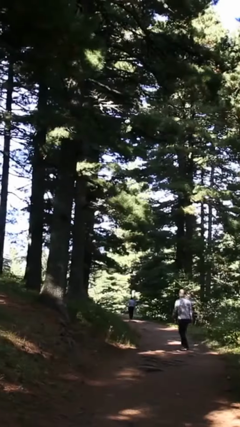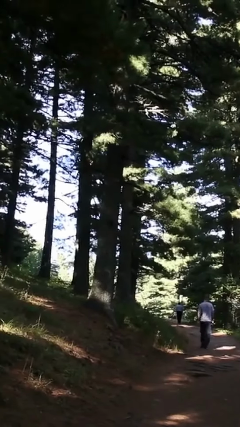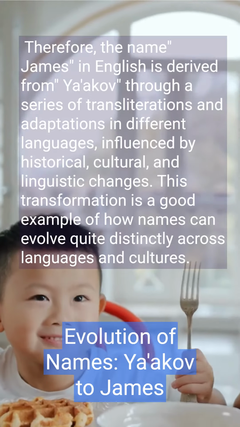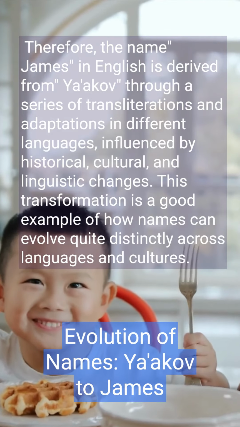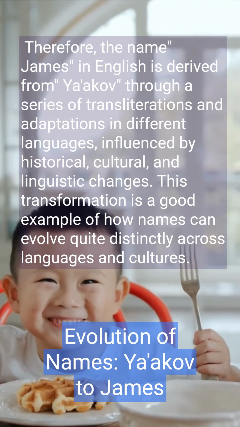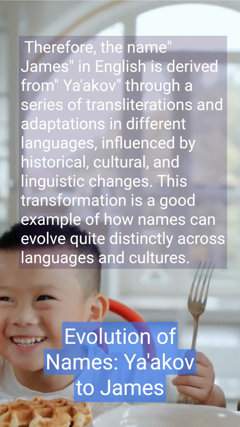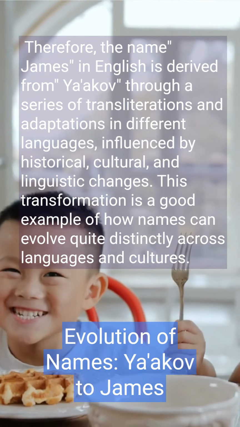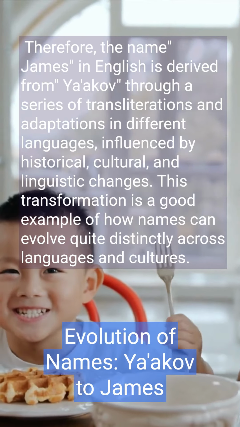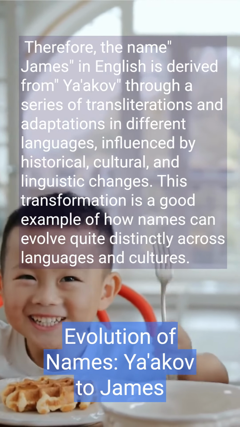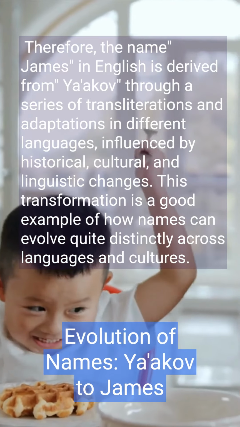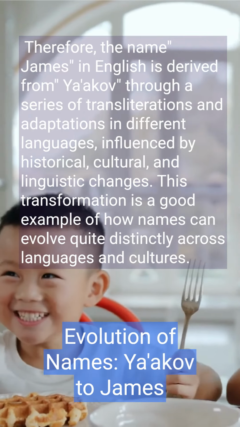The English language has been significantly influenced by French, especially after the Norman conquest in 1066. Therefore, the name James in English is derived from Yaakov through a series of transliterations and adaptations in different languages, influenced by historical, cultural, and linguistic changes. This transformation is a good example of how names can evolve quite distinctly across languages and cultures.